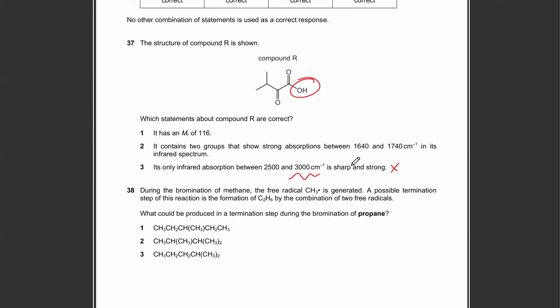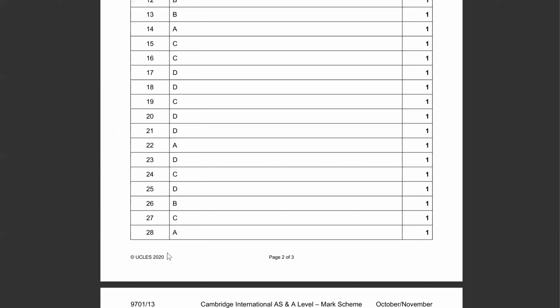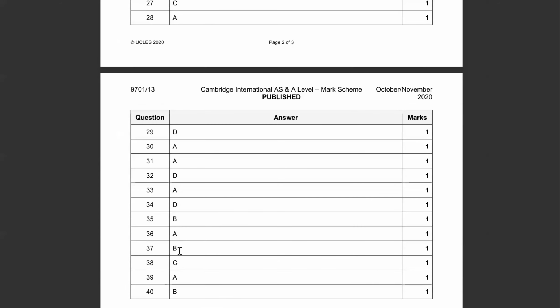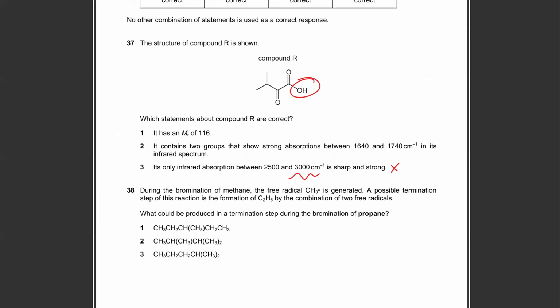Let's just take this 137. That is B. The last one is wrong. Now, during the bromination of methane, the free radical is generated. A possible termination of the reaction is the formation of C2H6, where two methyl radicals combine. What could be produced in a termination step during the bromination of propane?